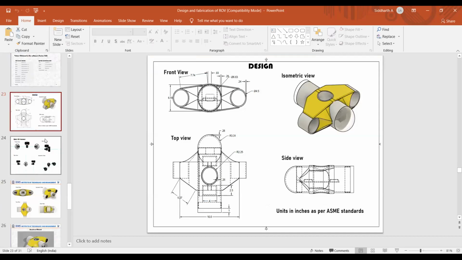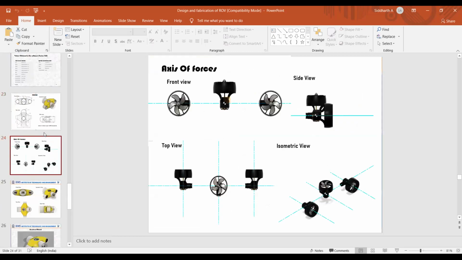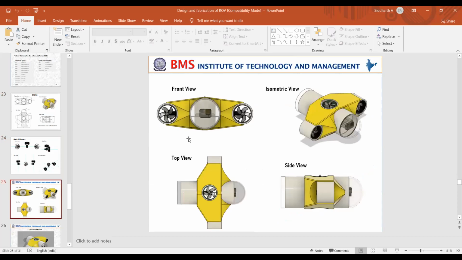And going ahead with the axis. So this is a front view, side view, top view, and isometric view of the axis. Here we make sure that the thrust axes are well set and stable enough so that we avoid any spinning or toppling or any other forces which spoil the mobility of our ROV. So these are the final designs after our research and after a lot of calculations.